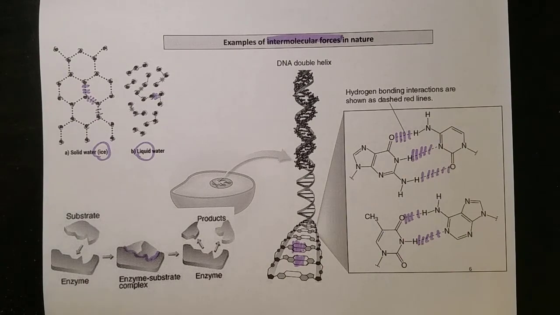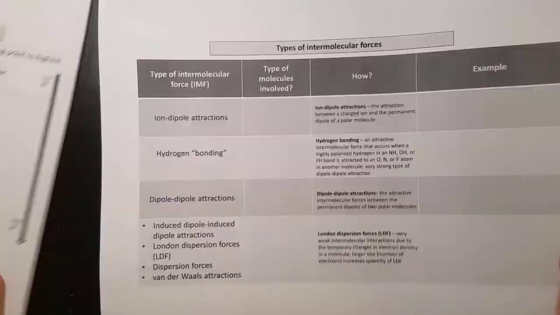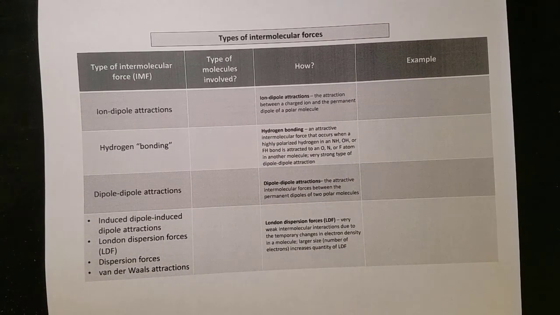So those are a couple of places: holding our solids together, holding enzymes together, holding DNA together. A couple of places where we see intermolecular forces in nature. So what are these intermolecular forces? Let's take a look at 4 different types of intermolecular forces. A lot of the description for them is right in the name, so utilize that in helping you learn these and figure out what's happening.